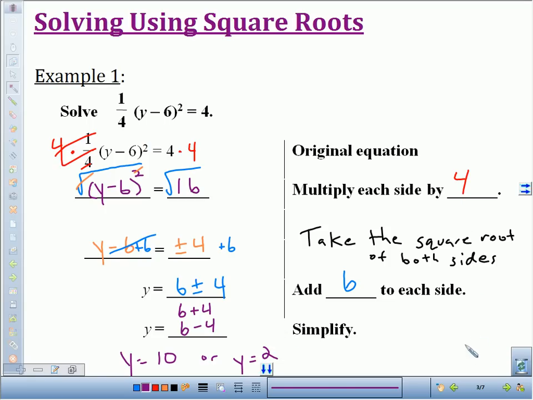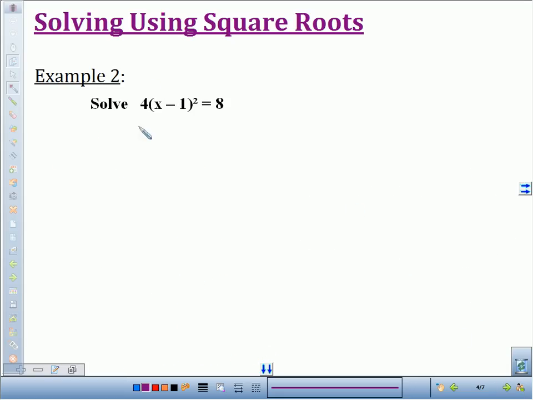Alright, let's try a different problem. This process is going to be the same. A few things we need to keep in mind, of course. We have these square roots that we use to get rid of the square symbol. When we take the square root inside the equation, we have plus or minus. So we have to keep that in mind when we're looking at answers. Now, let's look at example number 2. Example number 2 says 4 times x minus 1 squared equals 8. I took away the step-by-step guides. We're going to be able to do this one on our own.